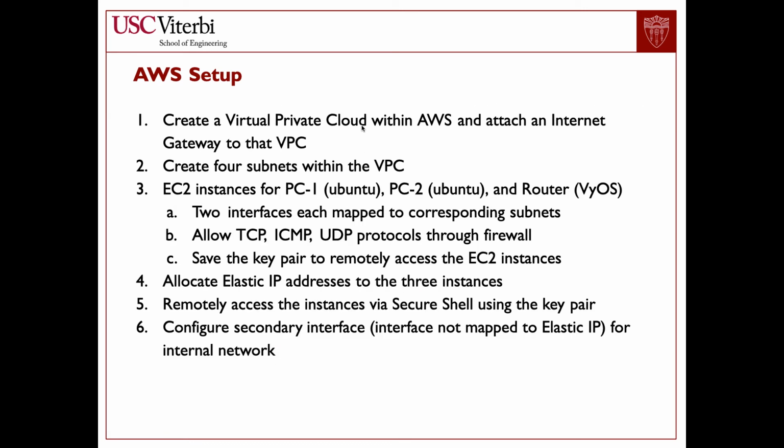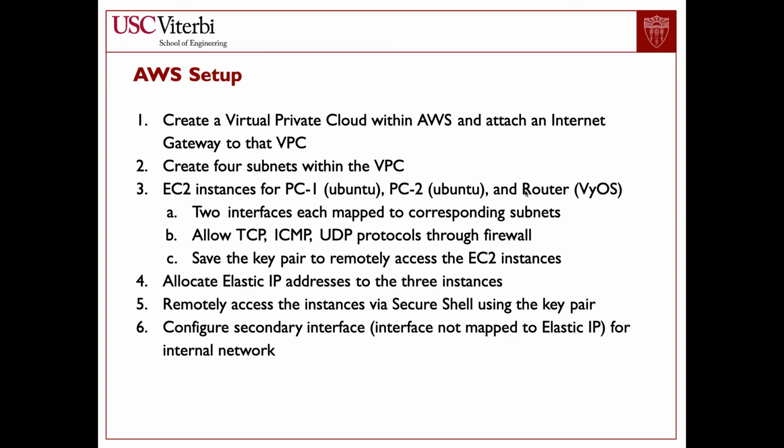So the steps are, first we create a virtual private cloud within the AWS and attach an internet gateway to that VPC. So this ensures that all the environments and resources within the VPC have access to the internet. Within the VPC, we create 4 subnets. Why we create 4 subnets? I'll be discussing that in more detail.